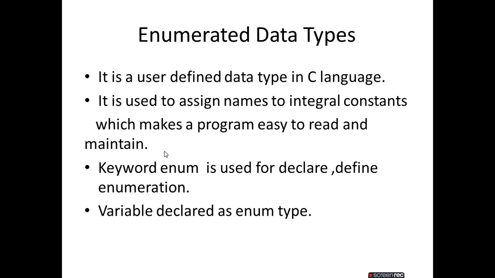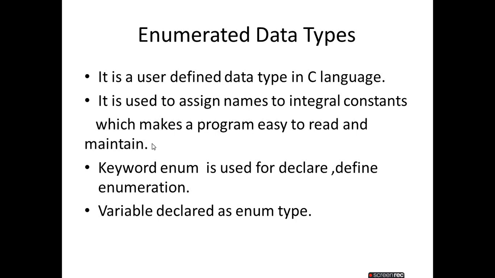So, what is enumerated data type? Basically, it is a user defined data type in C language. In C, the enumerated data type is used to assign names to integral constants. It means we can assign names to some constant values, which makes a program easy to read and maintain. How?